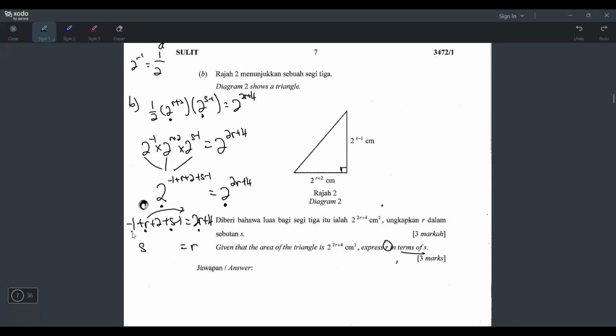So negative 1 plus 2, if you press the calculator, you get positive 1. Positive 1 minus 1 is zero. But there's a 4 here, so zero minus 4, negative 4. So the answer for r is s minus 4. Okay, this is the answer. So you can use your calculator to help you. Okay, so this is the answer. So it's done.